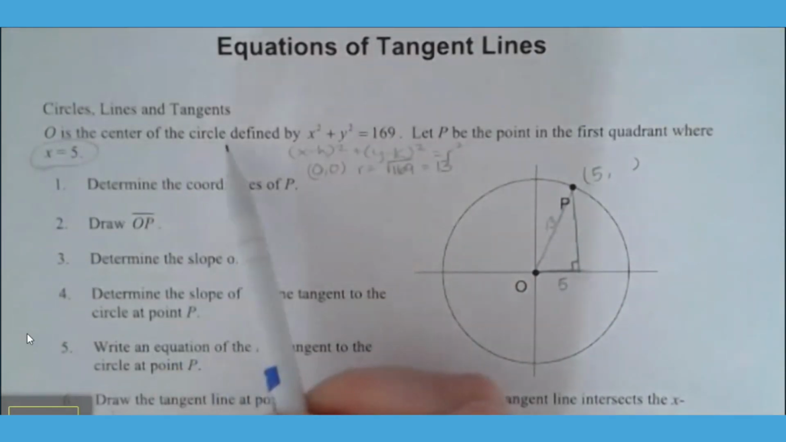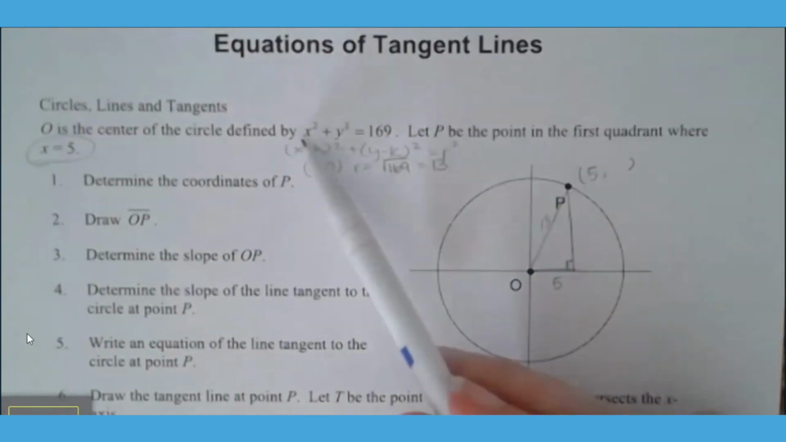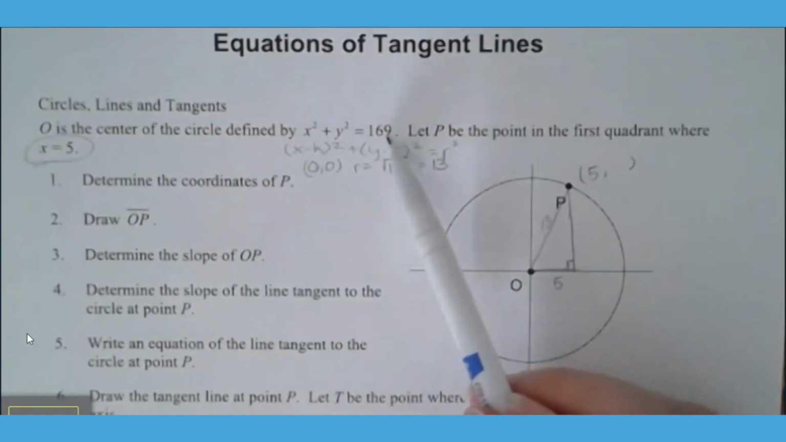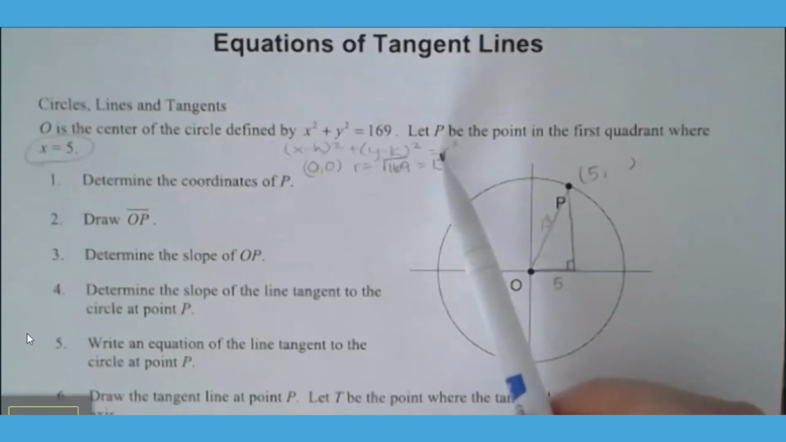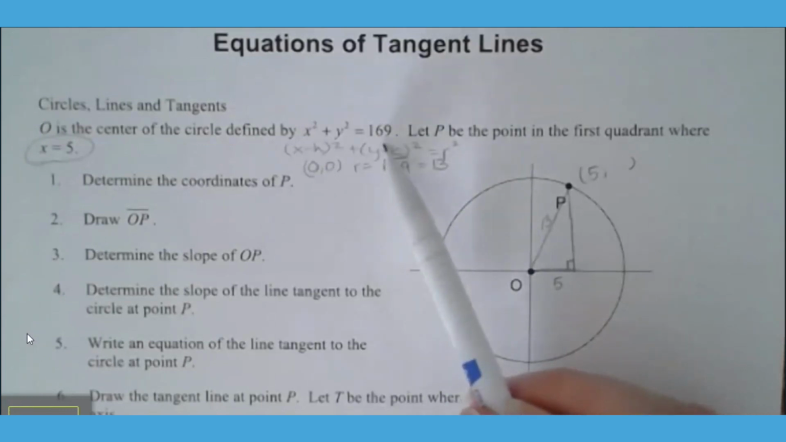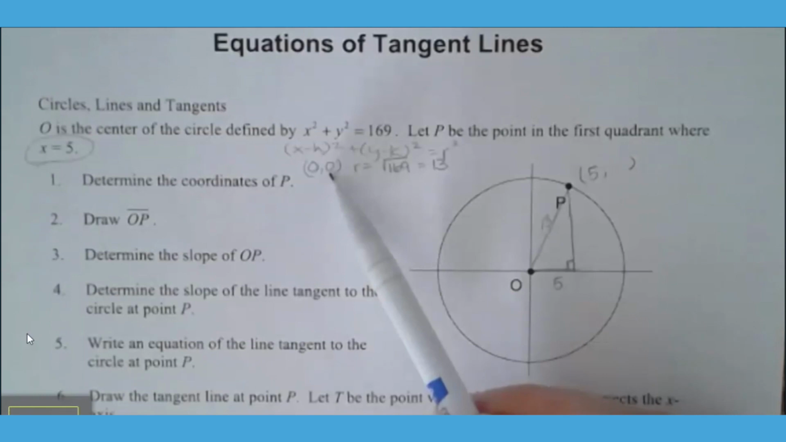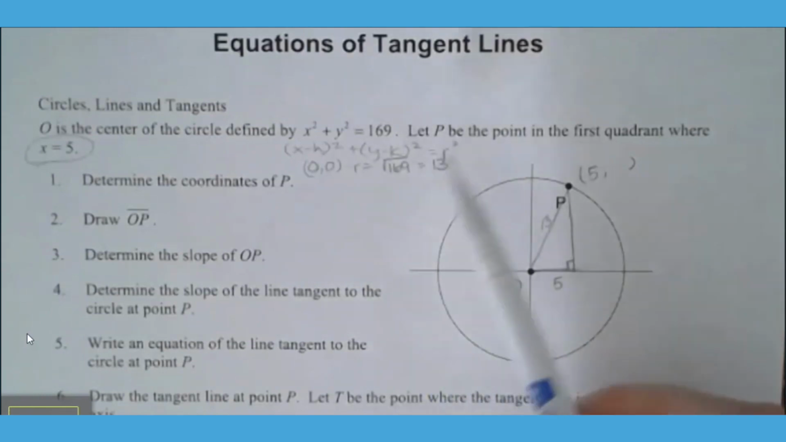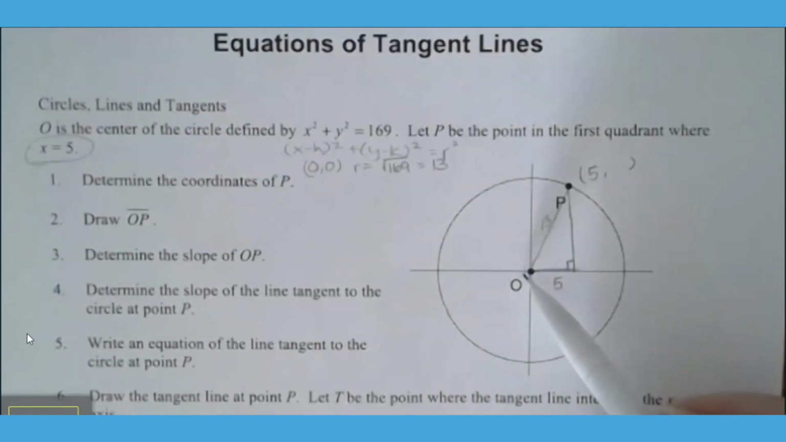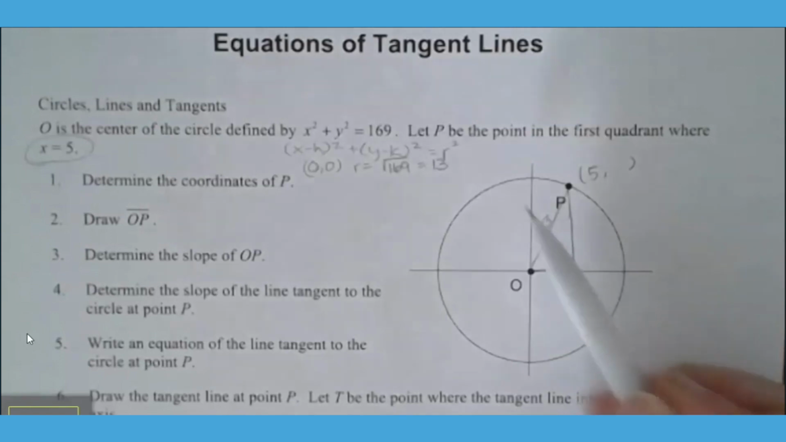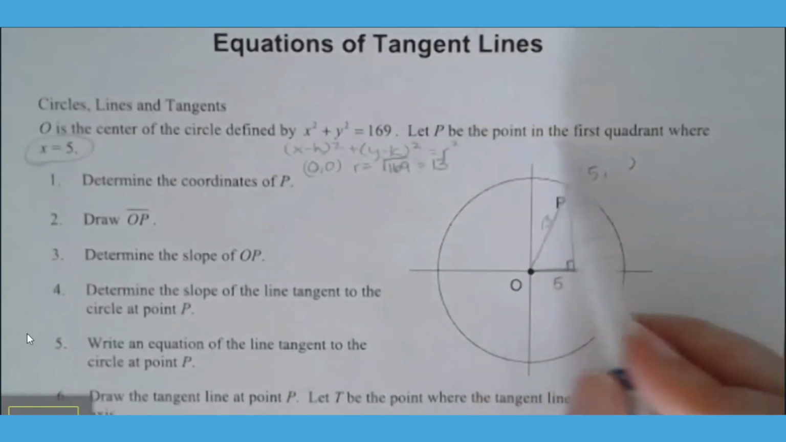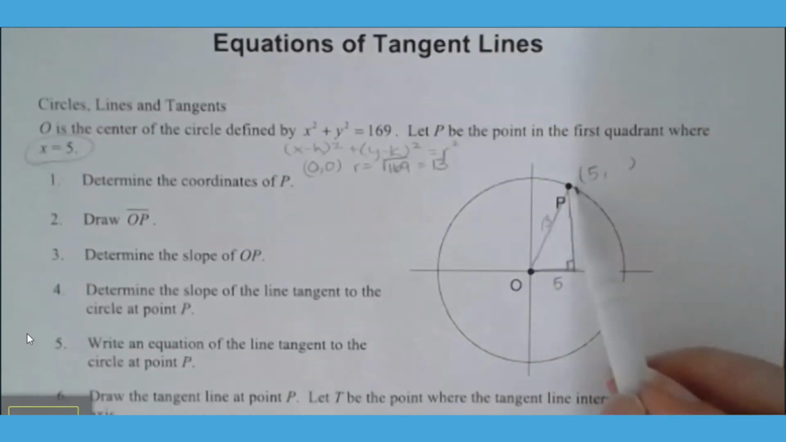So what I've already done is I have taken the question and read through it so that I know O is the center of the circle, defined by x squared plus y squared equals 169. Remembering what the standard form for the equation of a circle is, this equation is letting me know that the center is at (0, 0) and the radius is 13. Therefore, if I want to draw a radius from the center O to a point on the circle P, that distance must be 13.